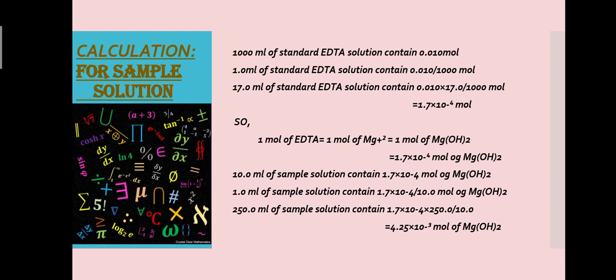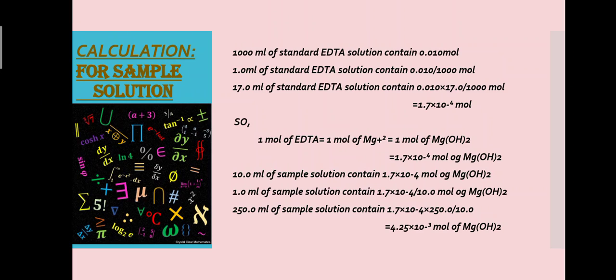So 1 mole of EDTA is equal to 1 mole of magnesium 2+, which is equal to 1 mole of magnesium hydroxide, means 1.7 × 10^-4 mole of magnesium hydroxide. 10.0 ml of sample solution contains 1.7 × 10^-4 mole of magnesium hydroxide. 1.0 ml of sample solution contains 1.7 × 10^-4 divided by 10.0 mole. 250 ml of sample solution contains 1.7 × 10^-4 multiplied by 250 divided by 10.0 mole of magnesium hydroxide, means 4.25 × 10^-3 mole of magnesium hydroxide.